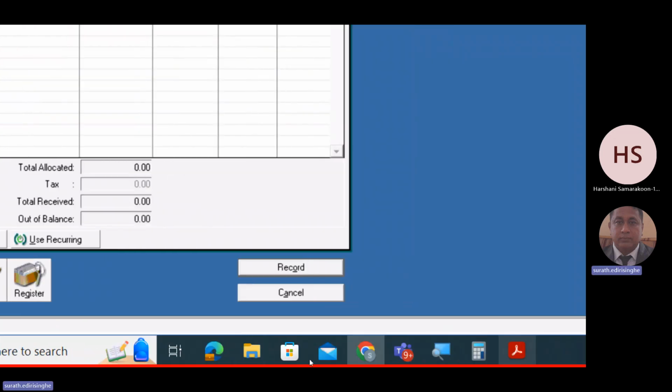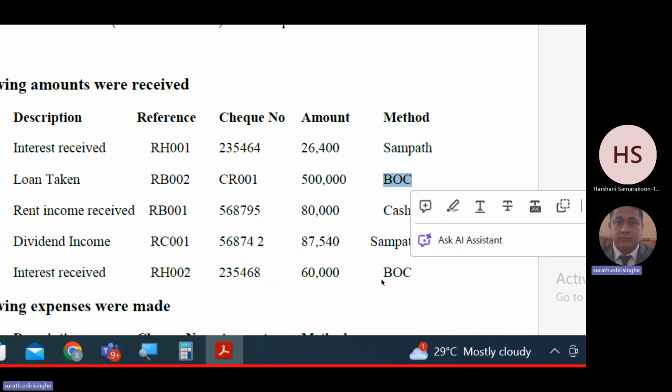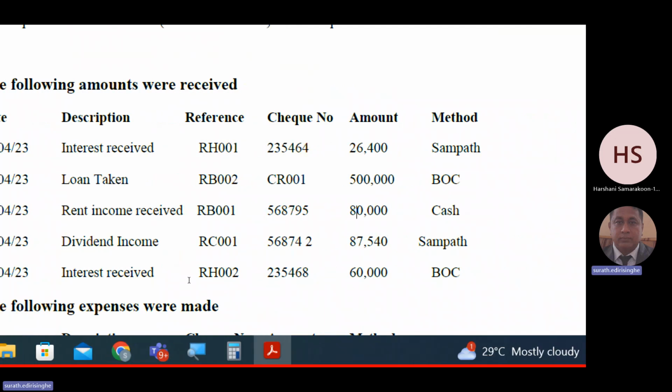Look at the second transaction. Now I change this transaction, not BOC, HNB. Right? HNB, not BOC, HNB. Loan taken. Student, how do we record this transaction? Tell me. What is the debit entry? What is the debit entry? Which bank? HNB bank. HNB current account debit.